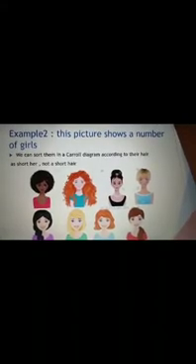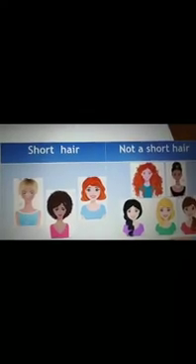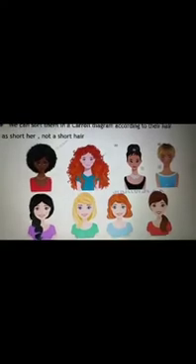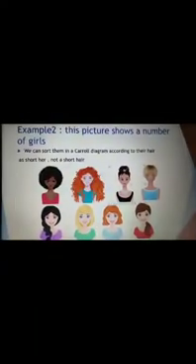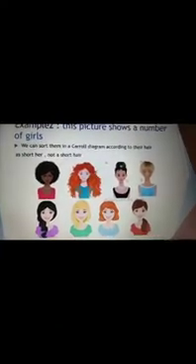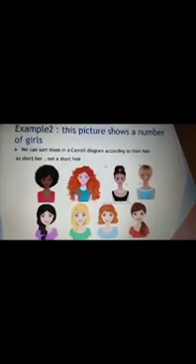Now go back to the girls' example and try to think of another way to sort these girls into a Carroll diagram beside the short hair option. Actually, we can think of so many ways. We can sort them according to another difference, which is their hair color. As you can see, we have many hair colors in this picture. We have yellow or blonde hair, we have orange hair, brown hair, and black hair.